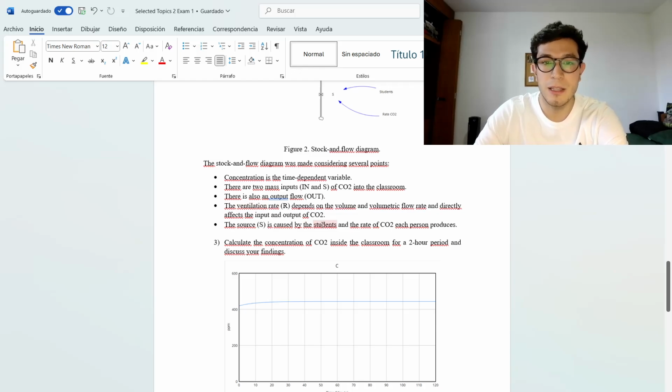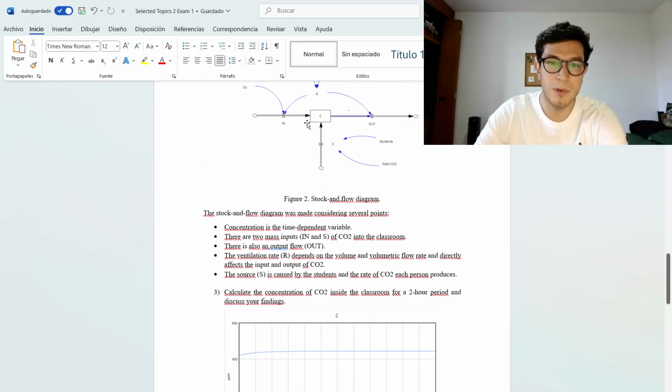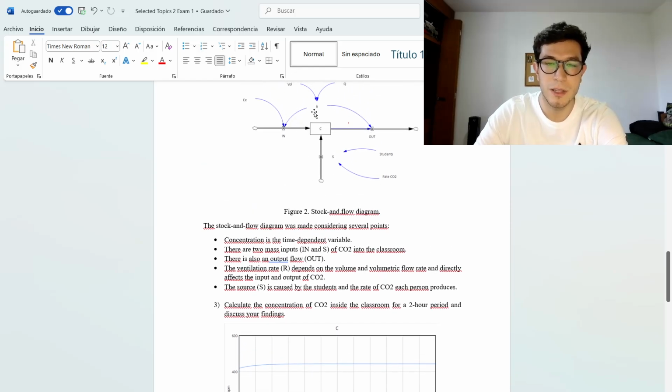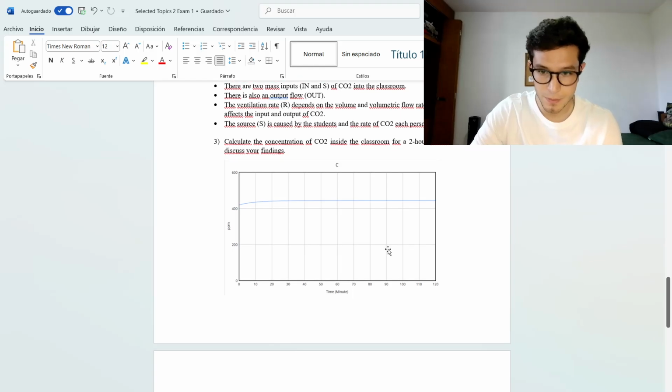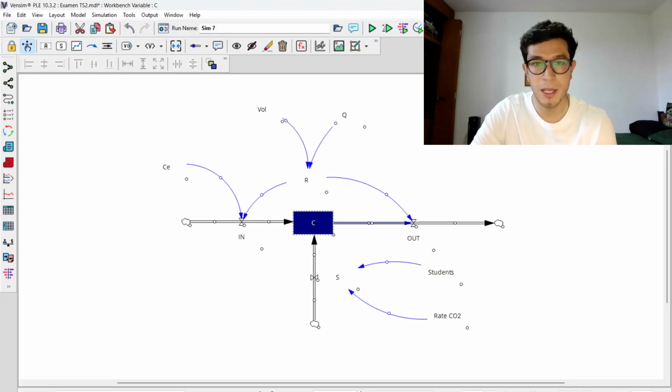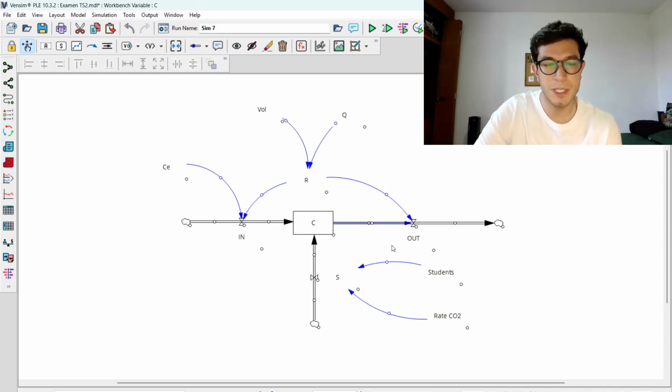The ventilation rate depends on the volume and the volumetric flow rate, and directly affects the input and output of the CO2. That's why it has these two arrows coming out of it and going into in and out. And finally, the source is caused by the number of students present in the room and the rate of CO2, which I just showed you how I calculated. So then I turned this model into Vensim, which gives us this stock and flow diagram.